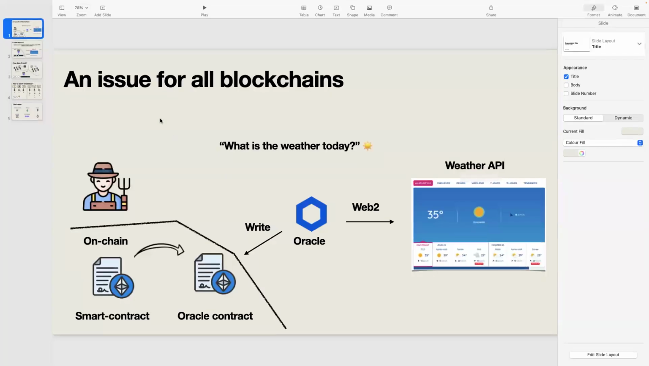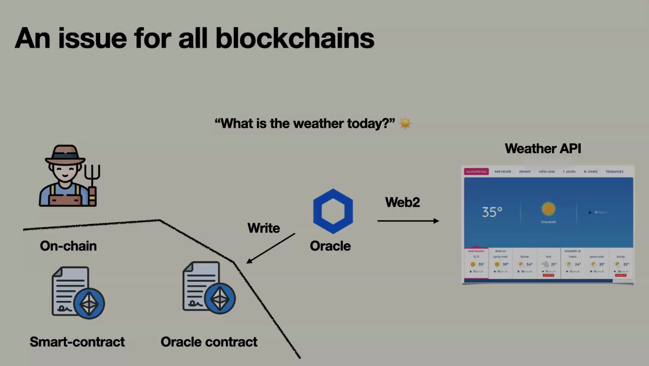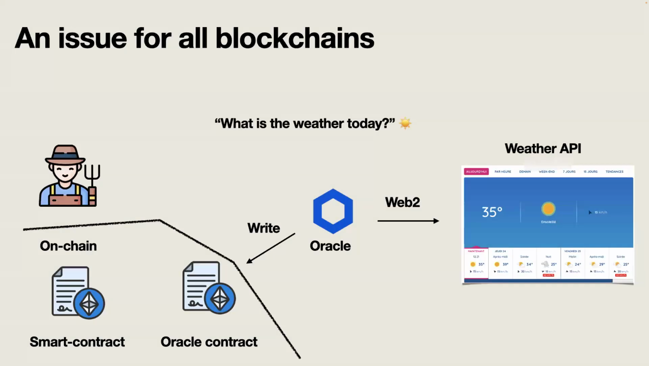So, second part of this presentation. We talked about how to connect with Bitcoin. Now, let's talk about how to connect with the Web2 world. Essentially, we're trying to answer a problem that has been a huge problem for all blockchains: how to get information outside of the blockchain.